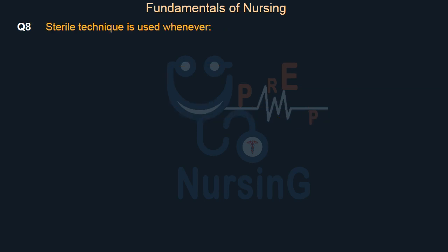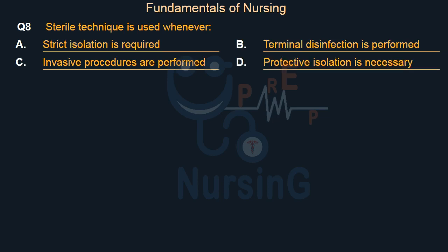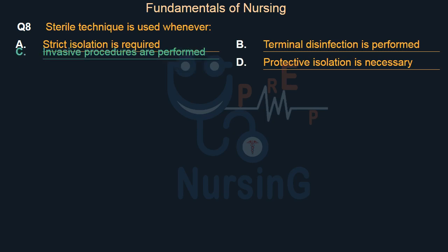Sterile technique is used whenever Option A. Strict isolation is required. Option B. Terminal disinfection is performed. Option C. Invasive procedures are performed. Option D. Protective isolation is necessary. Right answer is Option C.